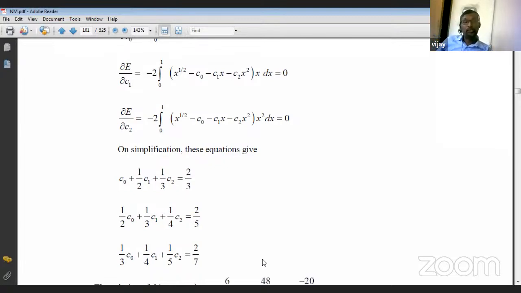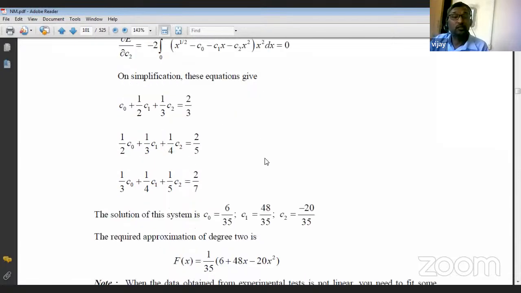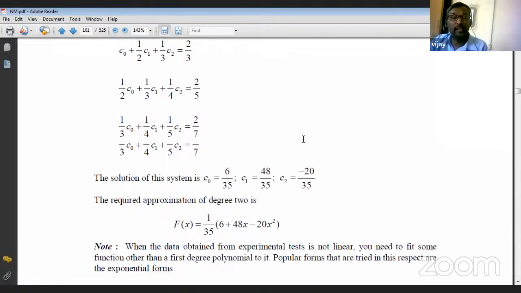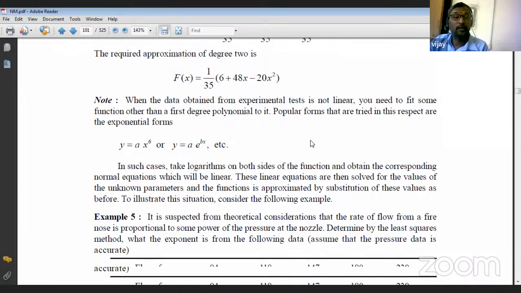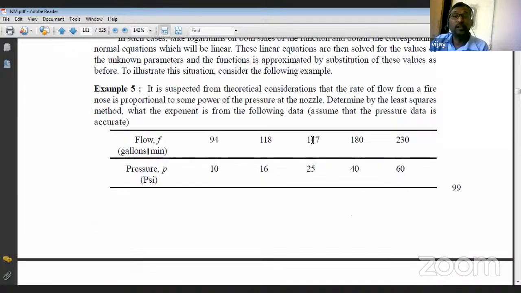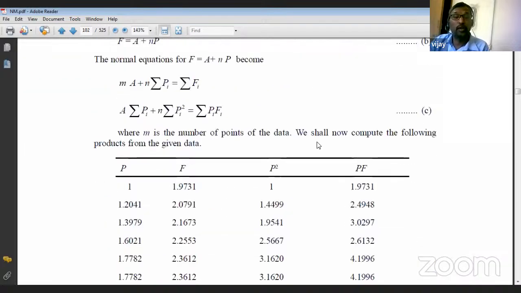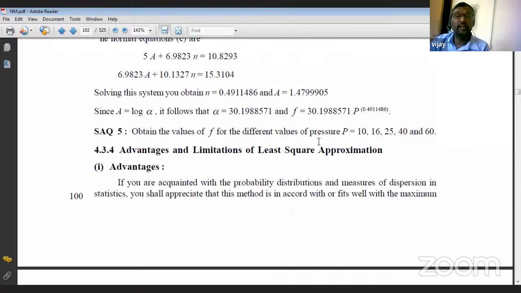c2 equal to 2 by 3; 1 by 2 c naught and 1 by 3 c1 plus 1 by 4 c2 equal to 2 by 5; and 1 by 3 c0, 1 by 4 c1, 1 by 7 c2 equal to 2 by 7. So the solution c0, c1, c2 we are writing here. This is the solution of that. Under this one also, the same example shows how to do it here. Same method.